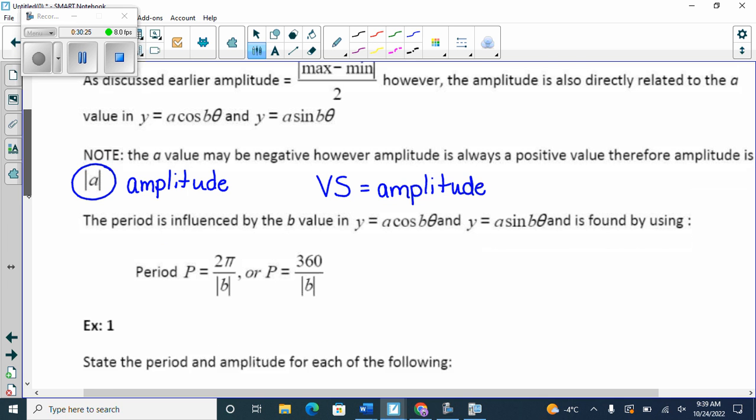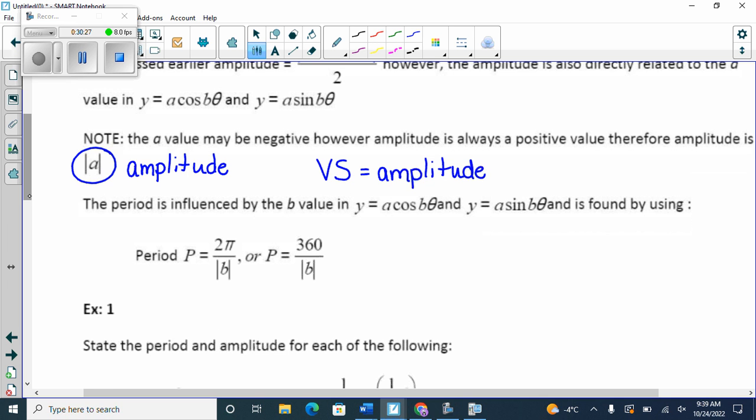And the period is influenced by the b value. Why the heck would that happen? We discussed this already. Say I have y equals sine b theta. You can use the formula. The formula is 2 pi divided by the absolute value of b, or 360 degrees, the symbol should be there, divided by the absolute value of b. You can do that and get your new period. But why is that? Well, let's think about it.